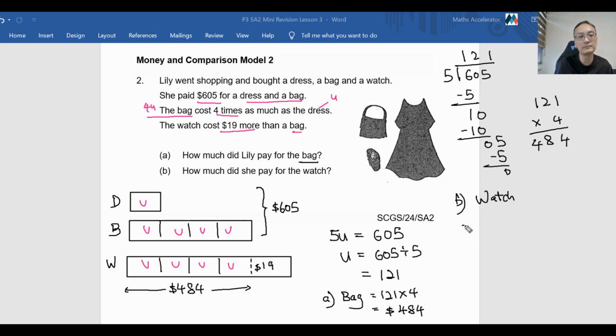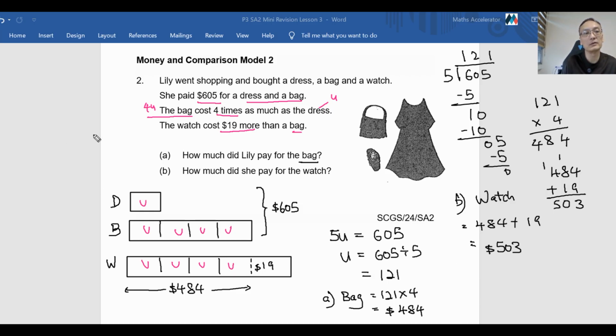we simply add 484 with 19. Let's do our working over here. 484 plus 19. 4 plus 9 is 13. 13, carry 1. 1 plus 8 is 9. 9 plus 1 is 10. 0, carry 1. 1 plus 4 is 5. So we arrive at $503. So that's how we calculate the answer.